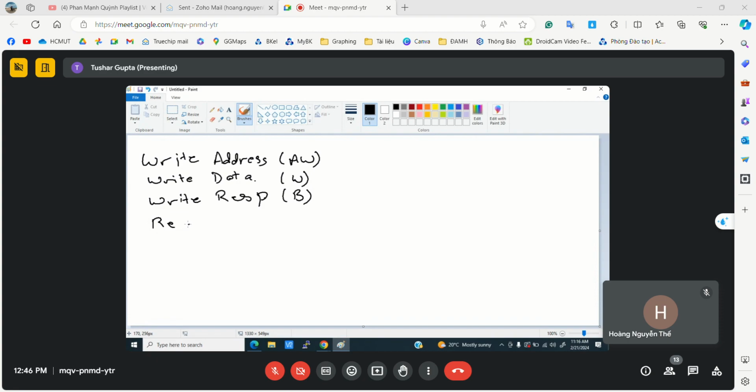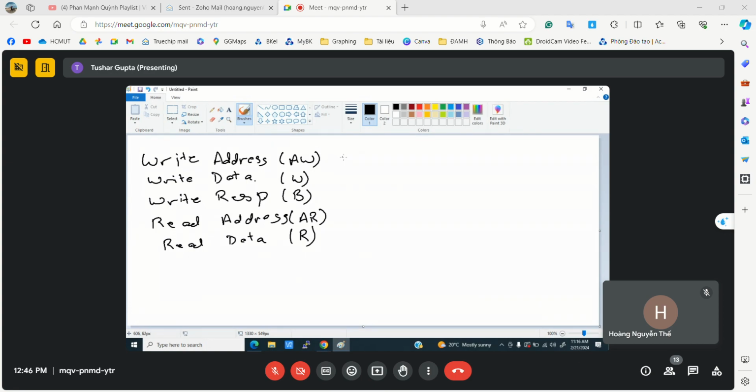Then we have the read address channel, AR, and the read data channel. These are the five channels we have in AXI. All of them are working in parallel. There is no dependency, well, there are dependencies for sure, but data can be transmitted in parallel in all of them. Okay, are things clear till now?